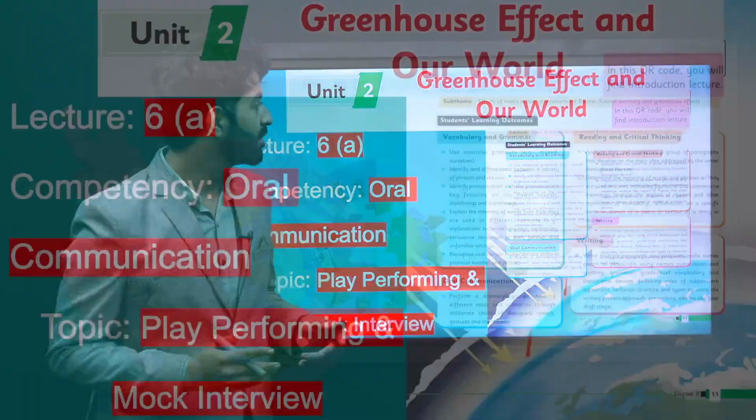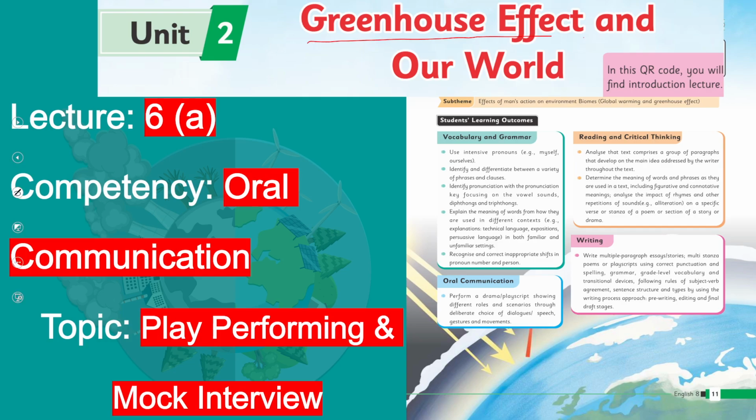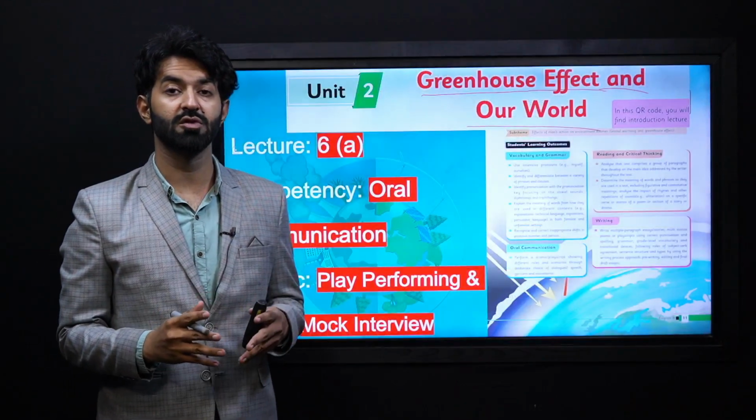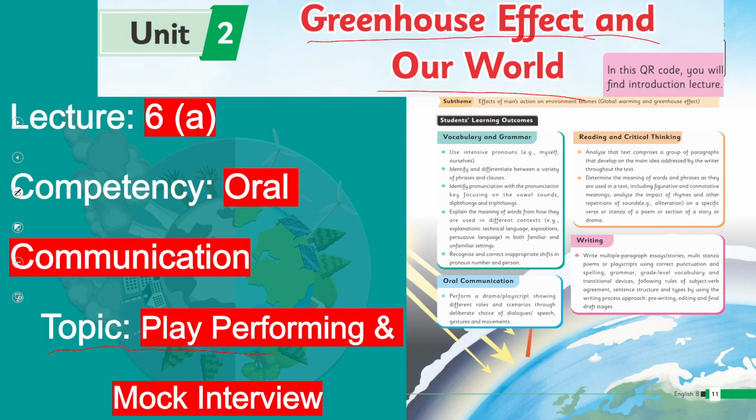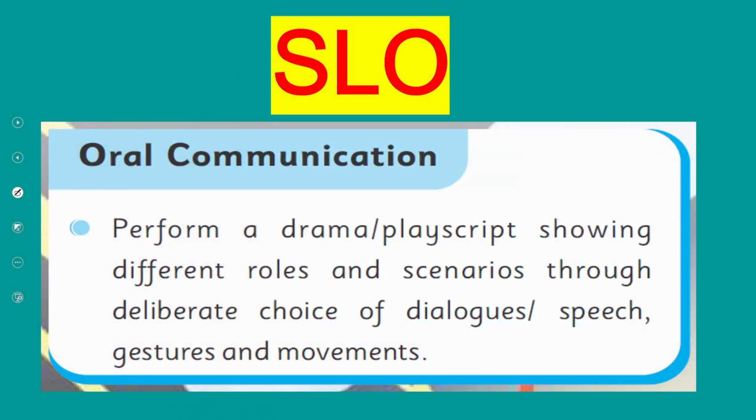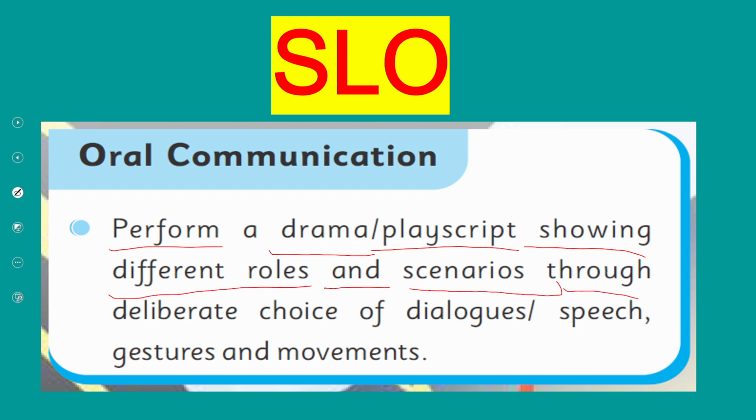Now we are talking about our unit number 2, greenhouse effect and our world. This will be our lecture number 6A with the competency of oral communication, and we will be seeing play performing and mock interview. Now let's read our student learning outcome for this lesson. The SLO is perform a drama or play script showing different roles and scenarios through deliberate choice of dialogues or speech, gestures and movements.